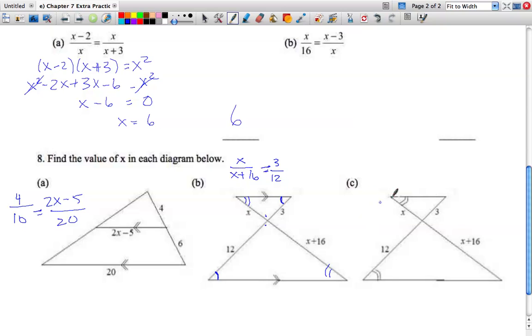And then this last one we'll save for class, next class. So finish this worksheet for tomorrow's class.